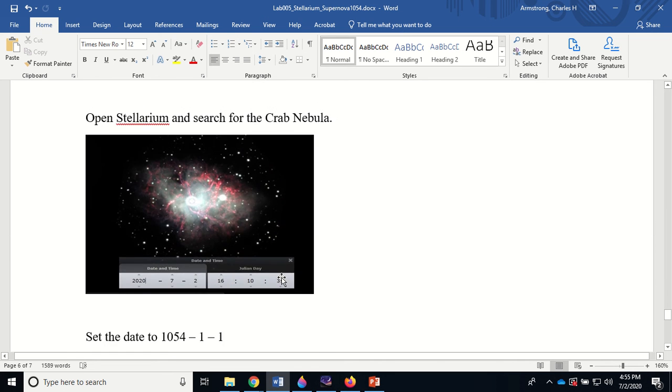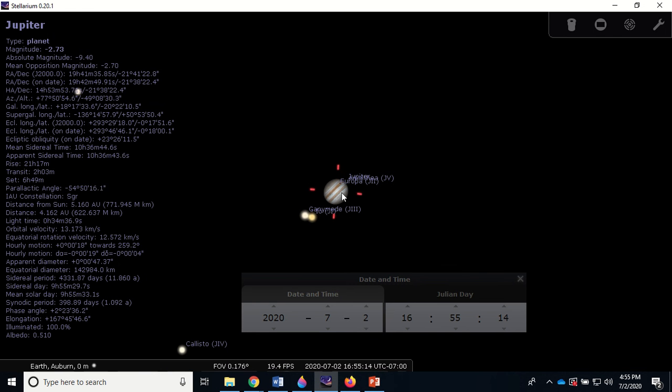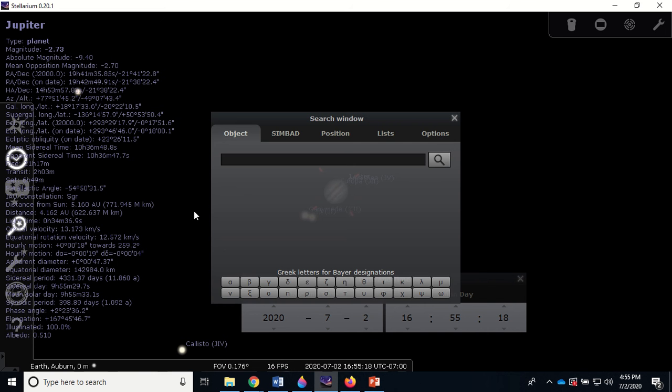Okay, so let's go to Stellarium. You open your Stellarium. I've got it on Jupiter now, but I want to go to the Crab Nebula. So you get this, and you type CRAB for crab.